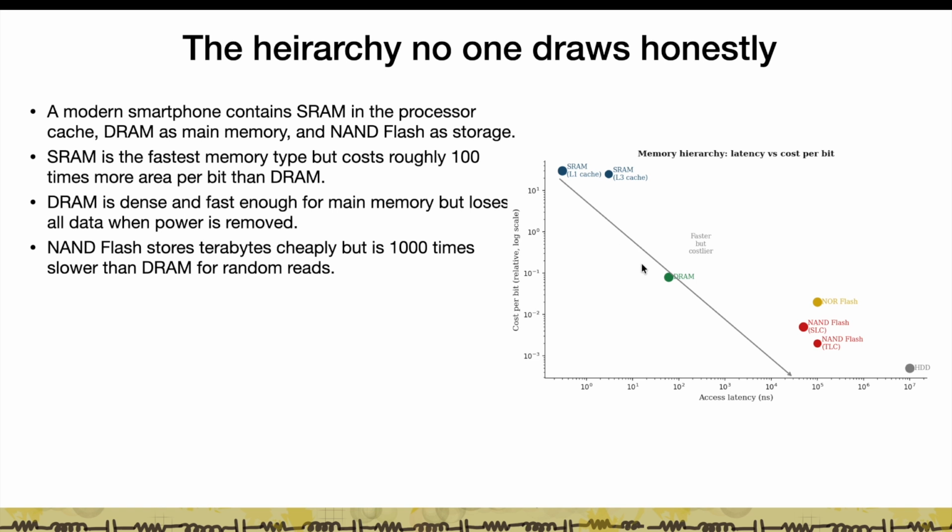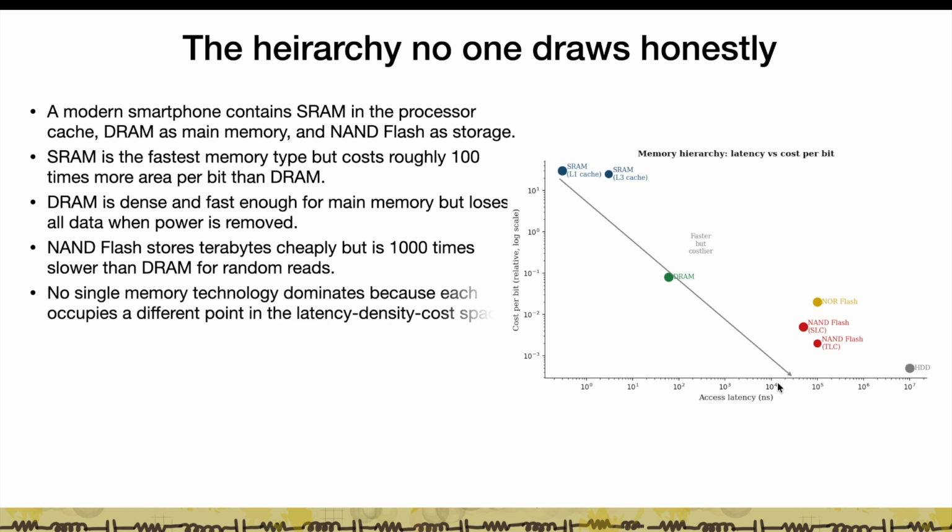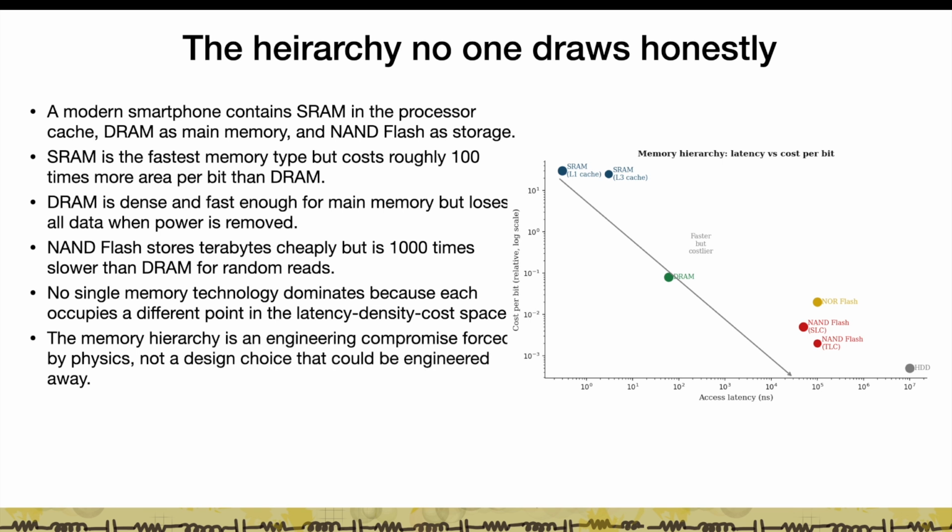What the arrow is showing you is the fundamental constraint. As you move toward lower cost per bit, latency increases. This is not a trade-off that can be engineered around. It reflects the physical reality that smaller, cheaper storage cells are inherently harder to access quickly.